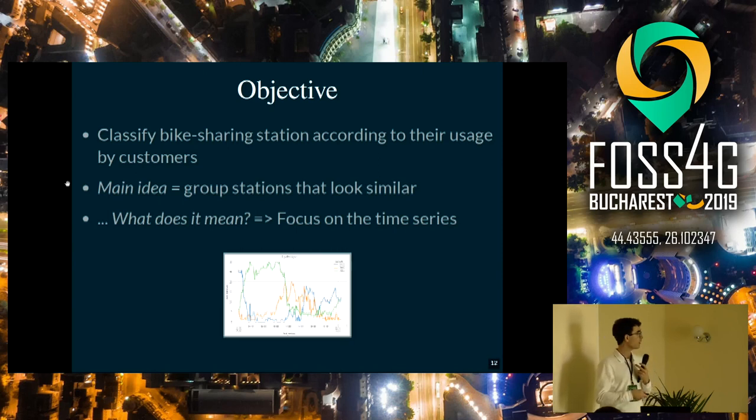So for example, in the little schema, we have a green time series, we have a blue time series, we have a yellow time series. And the point is that we want to know if they can be grouped. Of course, the green one doesn't look like the blue one, so they will probably be in different clusters.